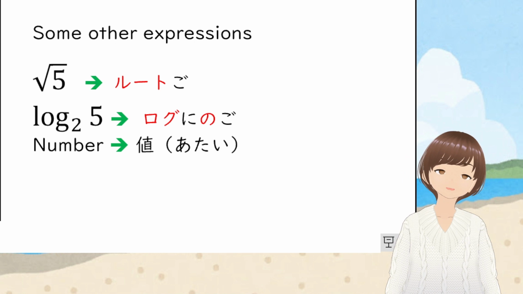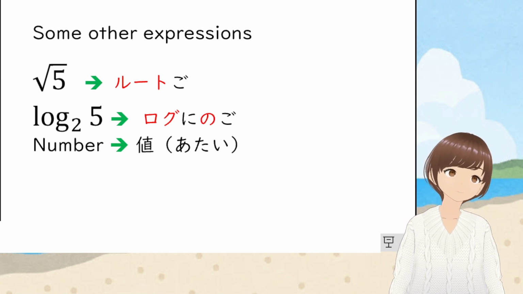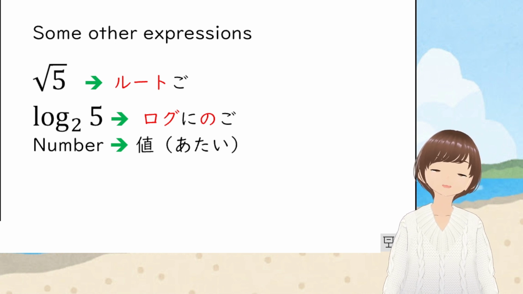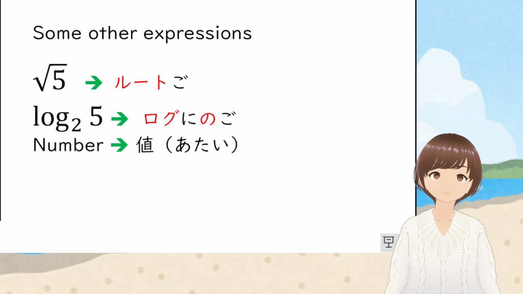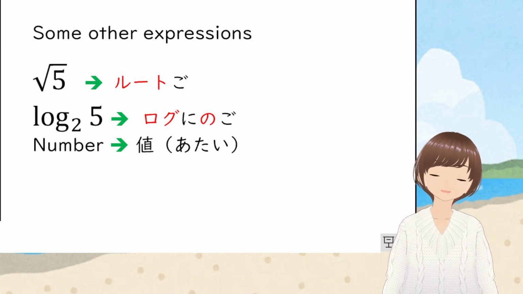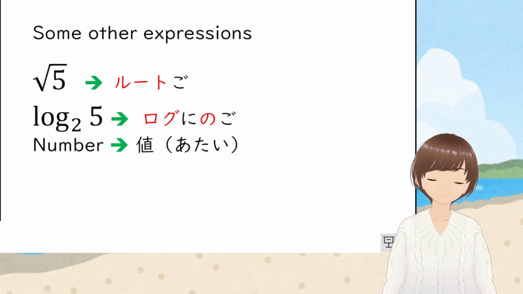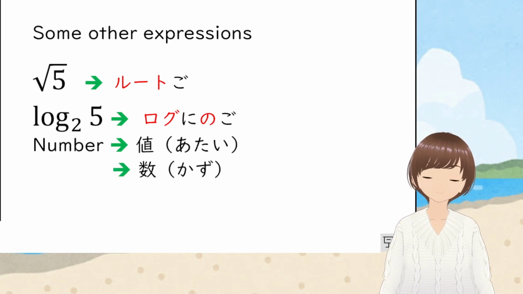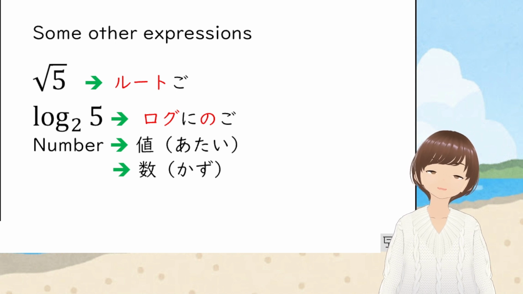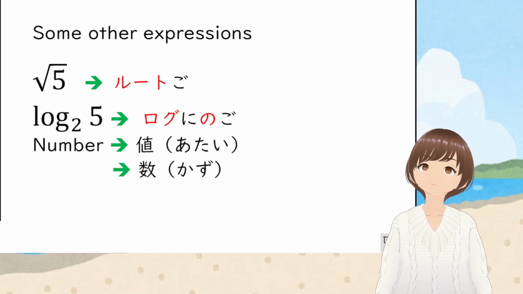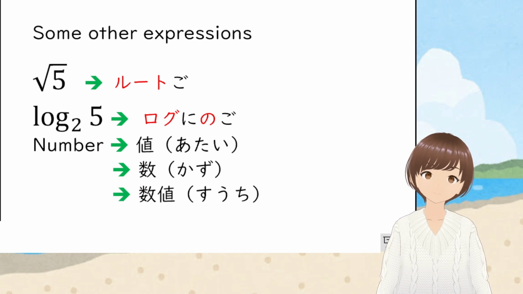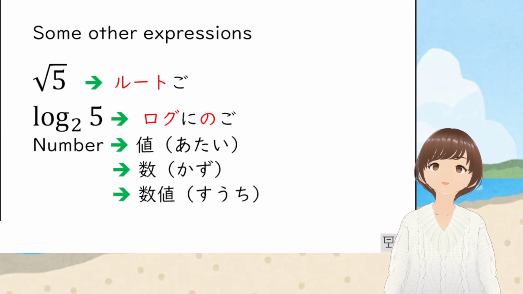Number is also referenced by using different words. You may have learned 番号 as a number, but that use of the word is very limited, such as a phone number. If you are talking about a value, we say 値. Number in mathematics may be referenced as 数, and numeric value is called 数値.